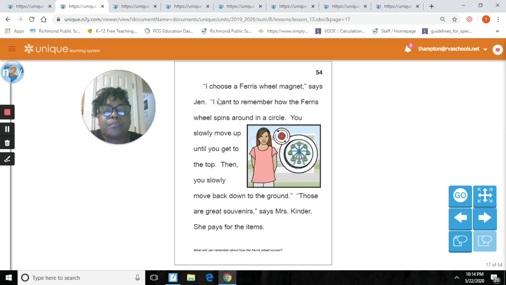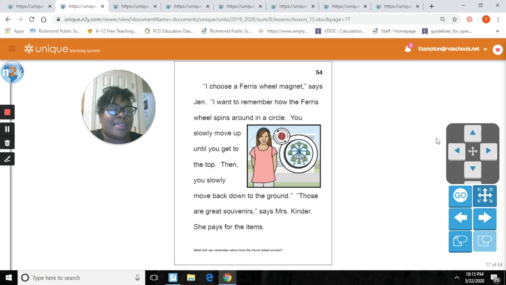Okay. So it says here, "I choose a Ferris wheel magnet," says Jen. "I want to remember how the Ferris wheel spins around in a circle. You slowly move up until you get to the top. Then you slowly move back down to the ground." "Those are great souvenirs," says Mrs. Kinder. She pays for the items.